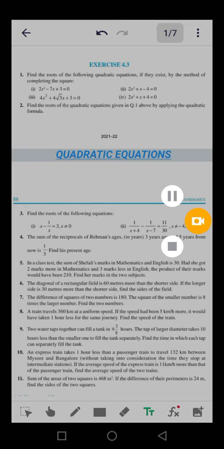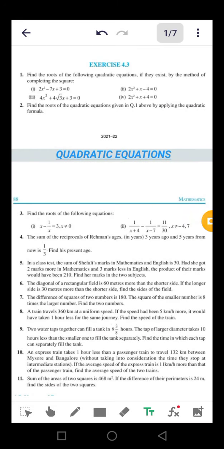In today's session, we are going to solve exercise 4.3 questions. Before we begin, let me tell you about the deleted part in quadratic equations.